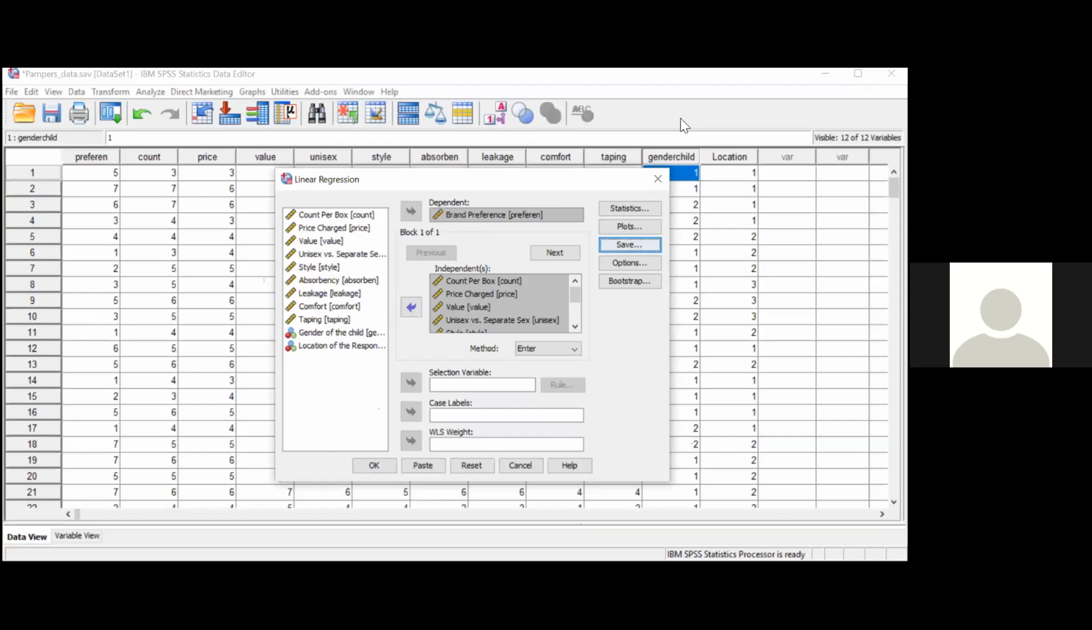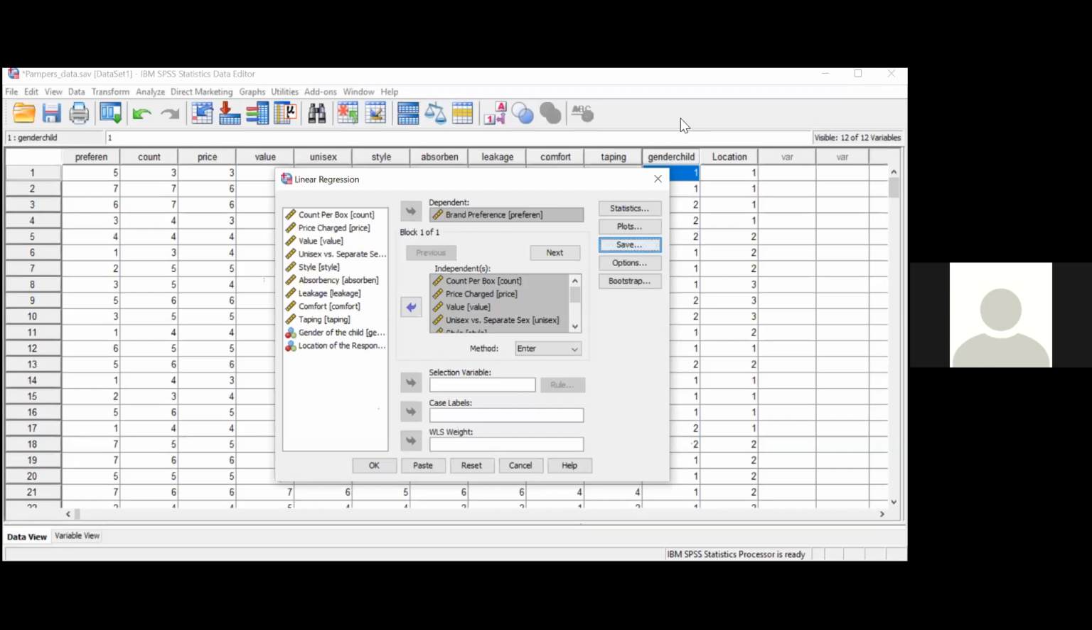Stepwise method means, suppose among these 9 predictors, you consider count, price, and value. As per your perception, they are the most important variables, just for the example. So as the first step, you enter these 3 variables only. So it is step 1 or block 1. And in the second step, we can add some more predictors like absorbency, leakage, and so on. R square, I will explain.